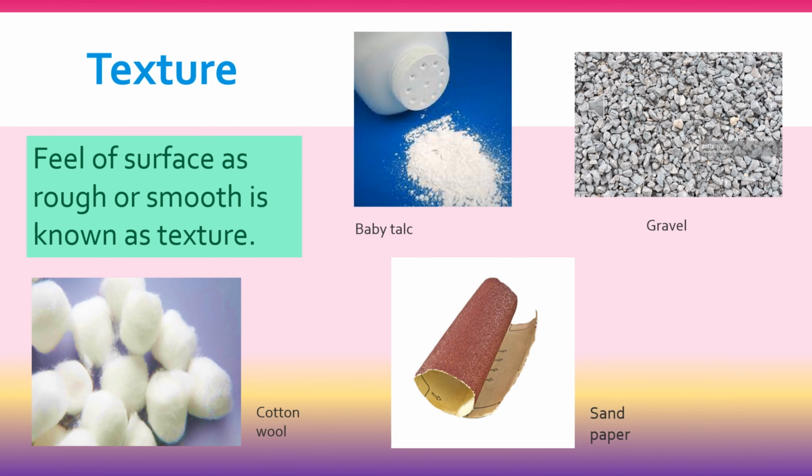What is this feature? Texture. The feel of a surface, rough or smooth, is known as texture. When we touch some things or surfaces, we feel a smooth surface. Therefore, we know it as smooth texture. Baby talc and cotton wool are examples of smooth surfaces or smooth texture. What is another one? When we touch gravel or sandpaper, we feel a rough surface or rough texture.